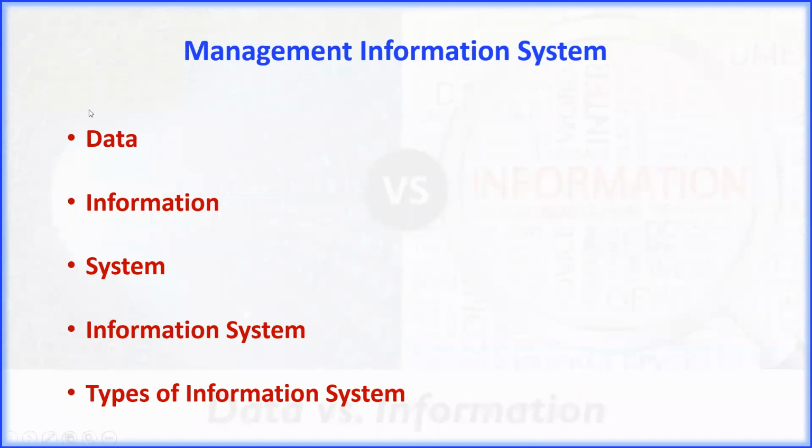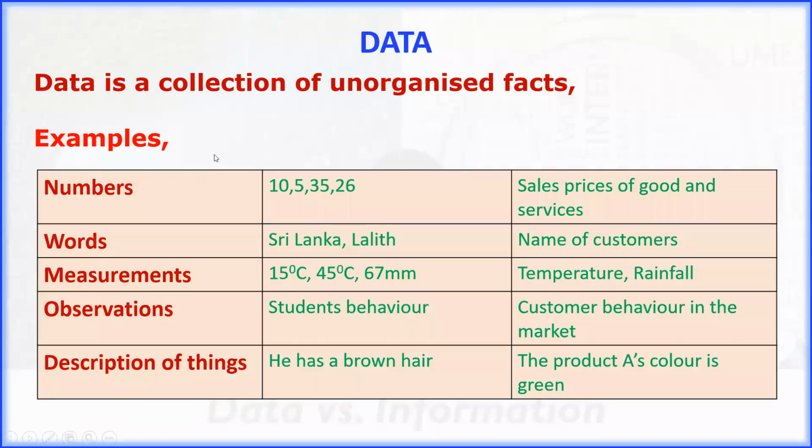First, try to identify what is data. What is data? Data, we can identify it as a collection of unorganized fact. Collection of unorganized fact. By looking at the data, you can't make any decision. We can't use the data for the decision making process.